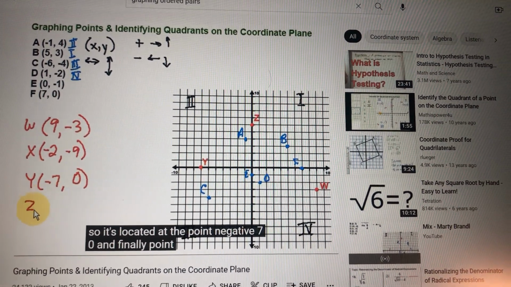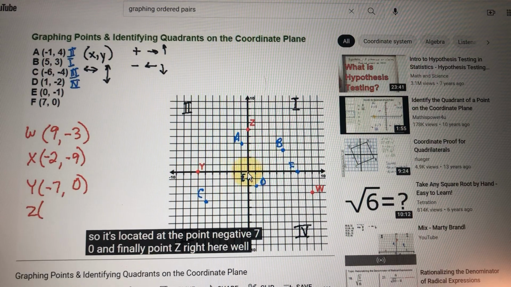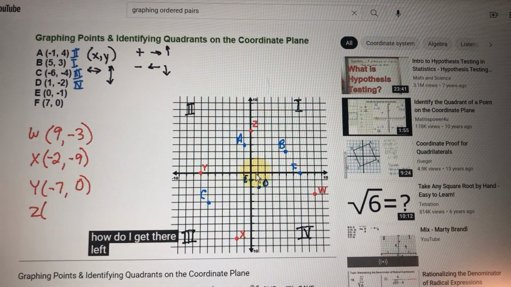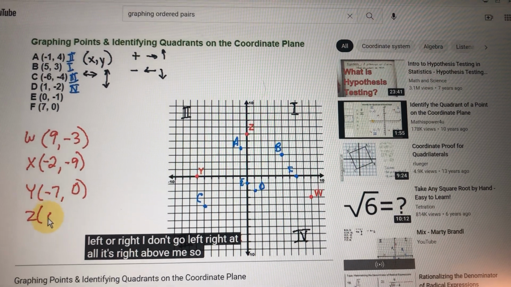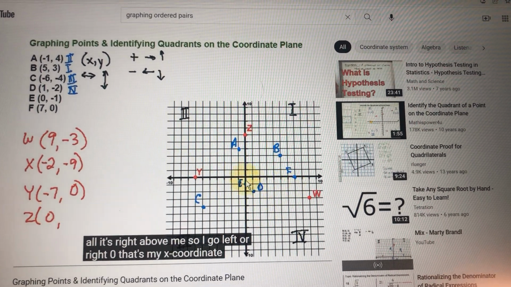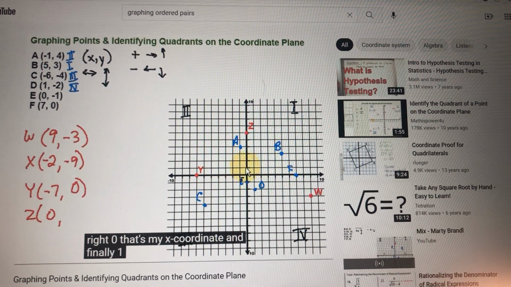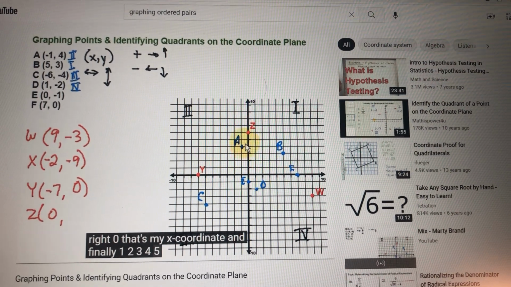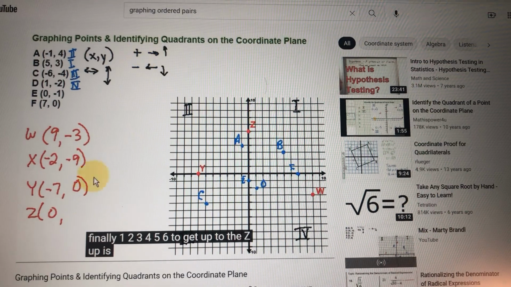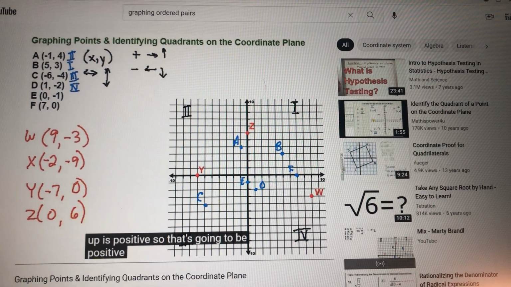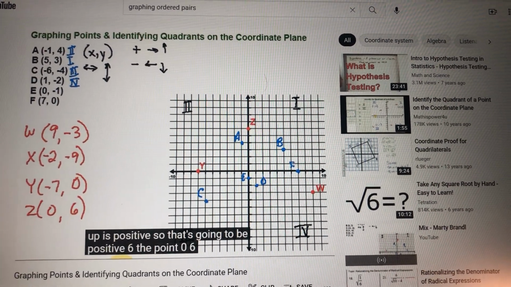And finally, point Z right here. Well, how do I get there? Left or right? I don't go left or right at all. It's right above me, so I go left or right 0. That's my x-coordinate. And finally, 1, 2, 3, 4, 5, 6 to get up to the Z. Up is positive, so that's going to be positive 6, the point 0, 6.